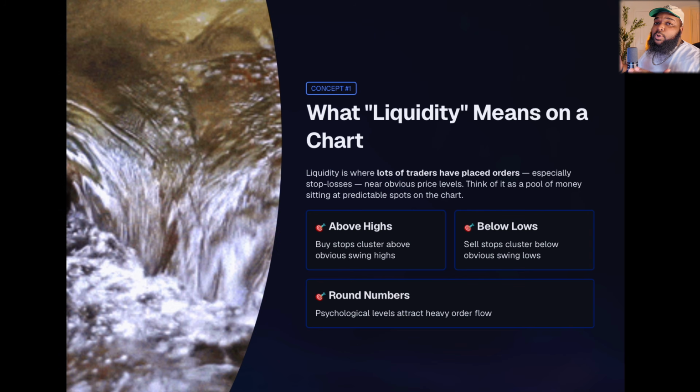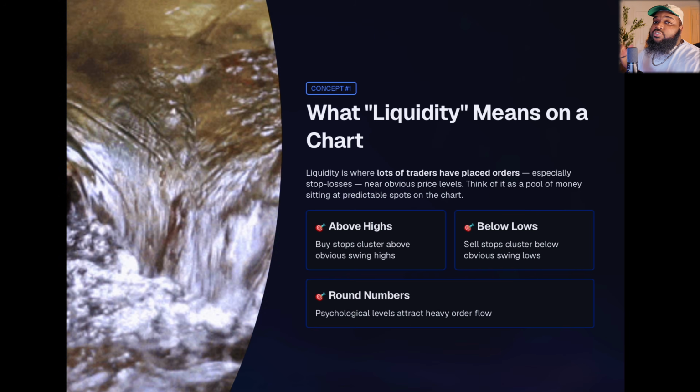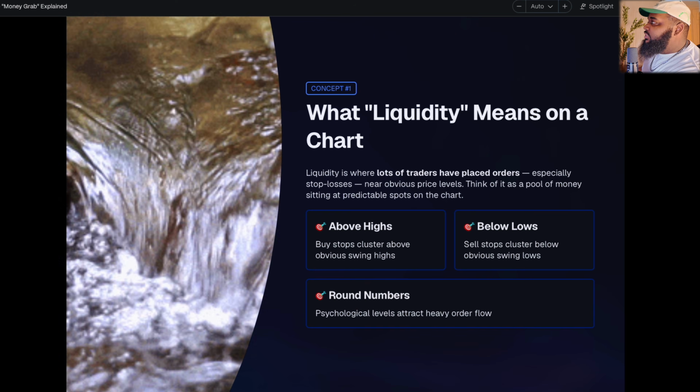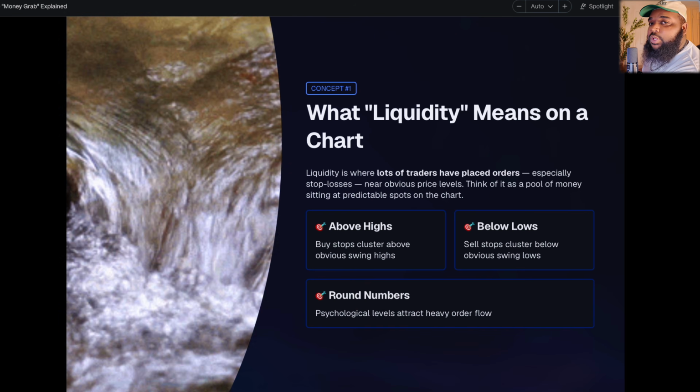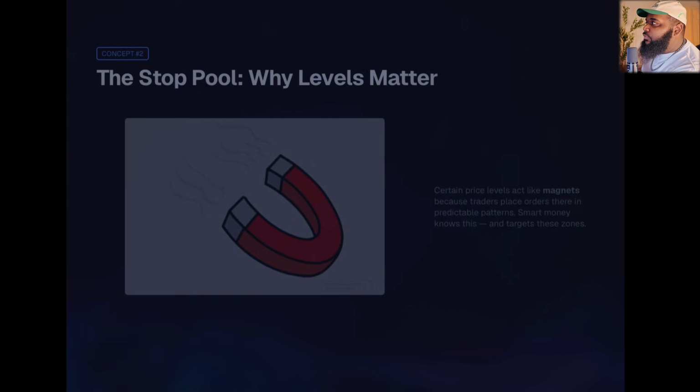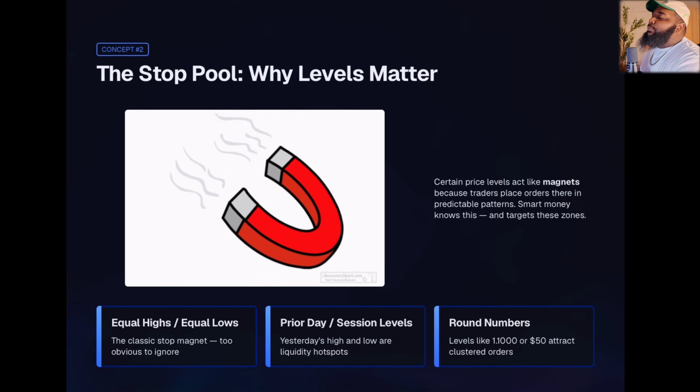Now, you have to build up liquidity to be able to move the market in a specific direction. And so it's typically above the highs or below the lows. We're gonna go through that in a little bit just so you guys can have a clear understanding of what that looks like. But I want to break it down a little bit more for you guys. So what is a stop pool? Why does it matter? Certain price levels act like magnets because traders place orders from predictable patterns.